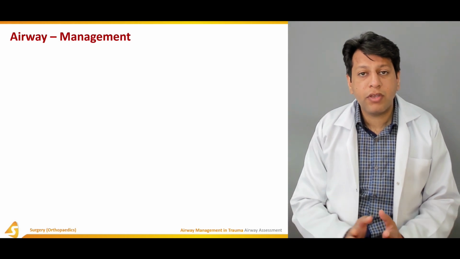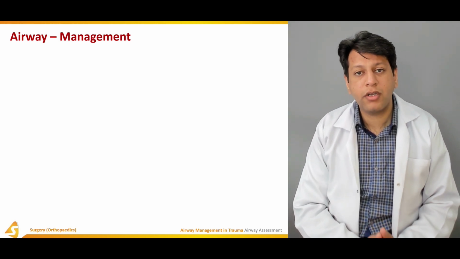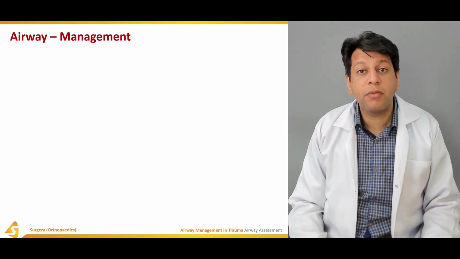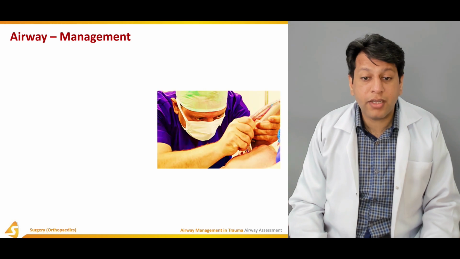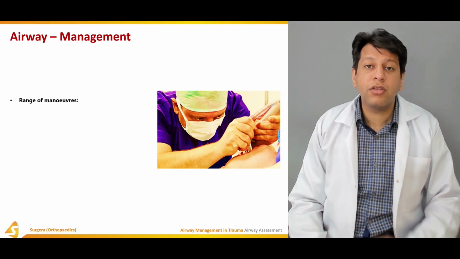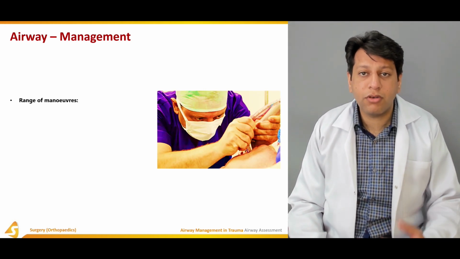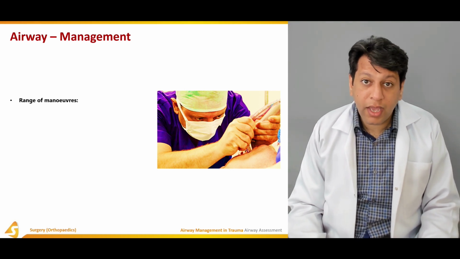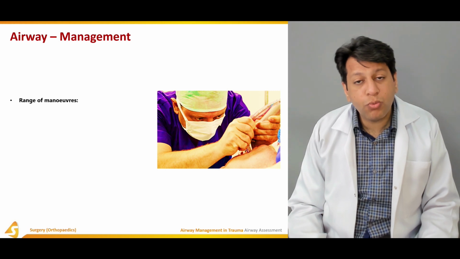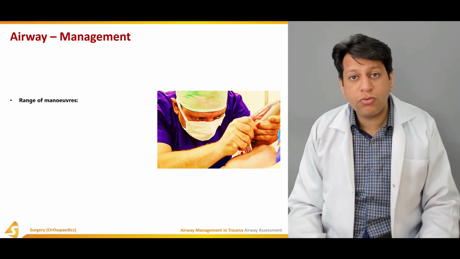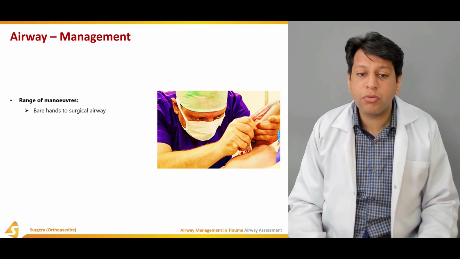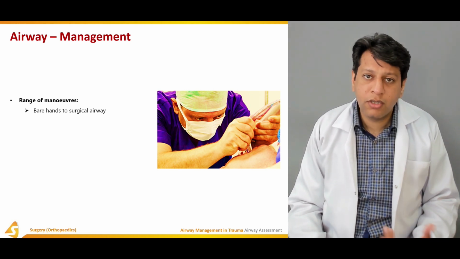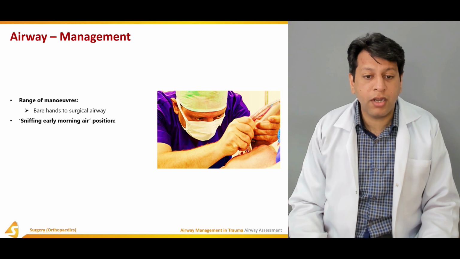Once we have looked at it, listened to it, and felt it, then comes the auscultation, and when auscultating, we have to look for the breath sounds and all those maneuvers. Now, if we suspect that the patient has an airway compromise, what maneuvers can we take to restore the airway? It could be simply bare hand maneuvers, meaning chin lift and jaw thrust. That is the only thing you can do with the bare hands.